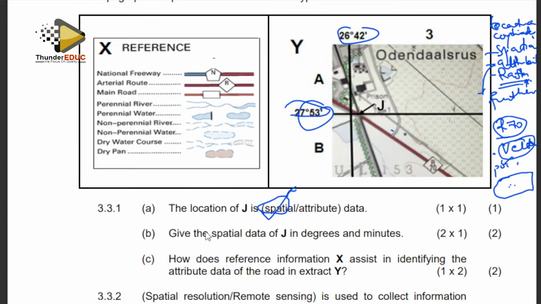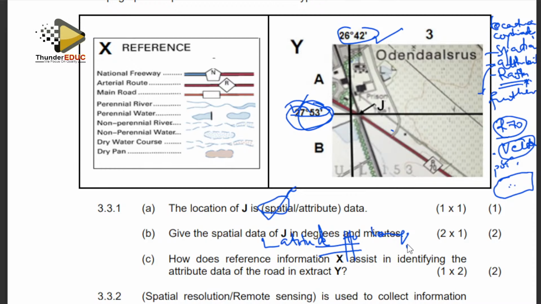Okay, we go on. Give the spatial data of J in degrees and minutes. These people just wanted you to get the answers for free. So what do we do here? You just write these coordinates and you write these coordinates. Remember, what do we start with? We start with a latitude and then we go to longitude. Remember, latitude is drawn horizontally, longitude is drawn vertically. So which one is horizontal? This one. So please, learners, don't forget, you will have to start with this. If you start with this, it won't be right because it is not in the proper sequence geographically.